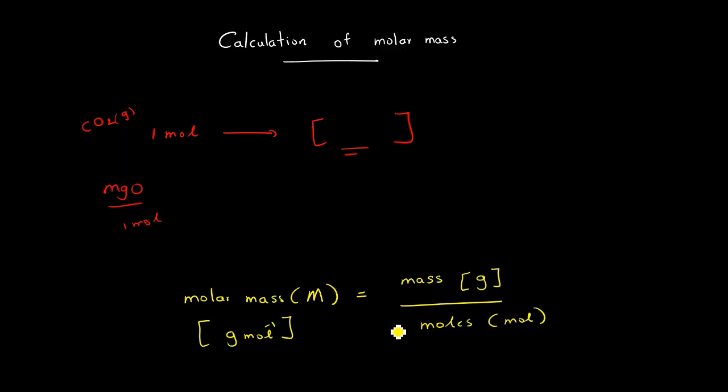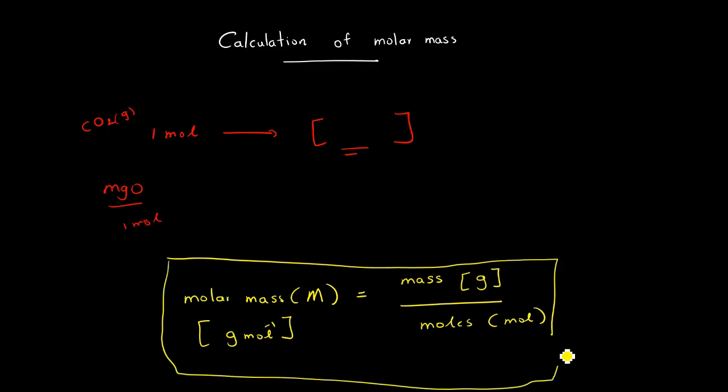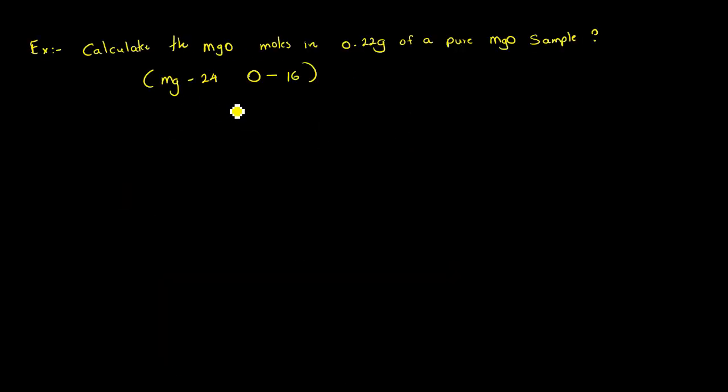I always try to encourage you to understand these equations. Don't try to memorize these things, try to understand. It will be much easier when it comes to advanced problems. Now you can use this equation for our calculations. We will do a few examples to get the idea of it. This is one of the simple examples. You have a magnesium oxide sample. You have to calculate the moles of magnesium oxide in 0.22 grams. We assume the magnesium oxide is pure, which means there is no other substance. The whole 0.22 gram sample is magnesium oxide.